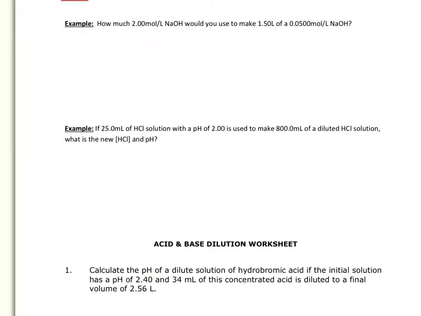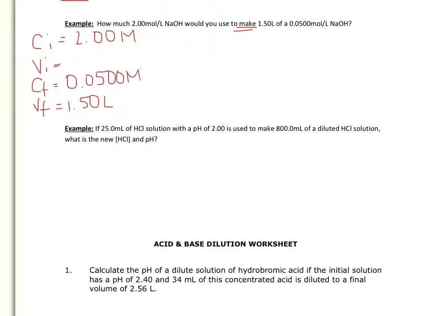How much 2 molar sodium hydroxide would you use to make 1.50 liters of a 0.05 molar sodium hydroxide solution? So we have CiVi, CFVF. It says, how much 2 molar would you use? If you are using that, that must be the initial concentration. To make. So everything else that comes after must be the diluted solution if you've made it. We have 1.50 liters of a 0.0500 molar solution. So here we're looking for the initial volume.